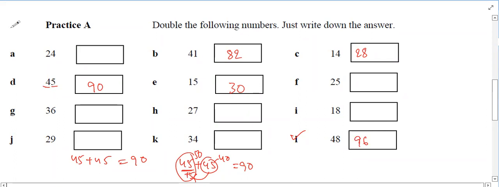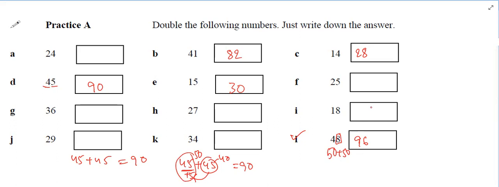Can you do the same question in any other way, Sharanya? Sir, we can do 50 plus 50 minus 4. Very good. Yes, correct. So 50 plus 50 is 100. How much we have considered extra, that much we can remove now. So 100 minus 4 is 96 again.